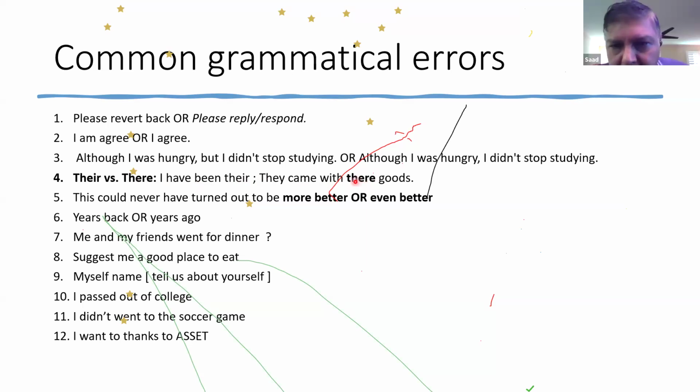Okay, and this means somebody's possession, right? Belonging to somebody. Yes. Okay, so that one should be here. I see a lot of mistakes here. So this could have never turned out to be this or this.